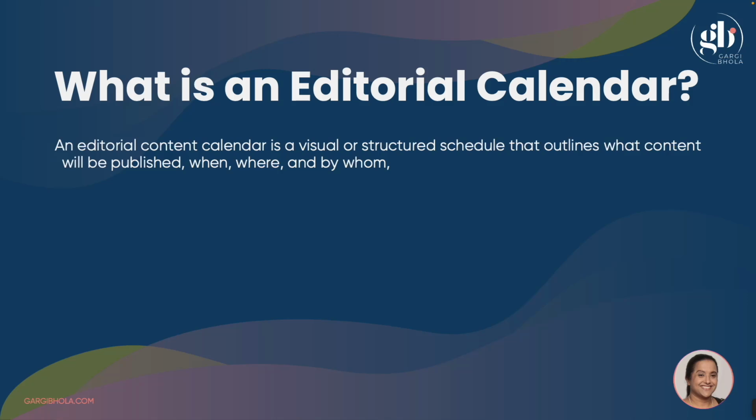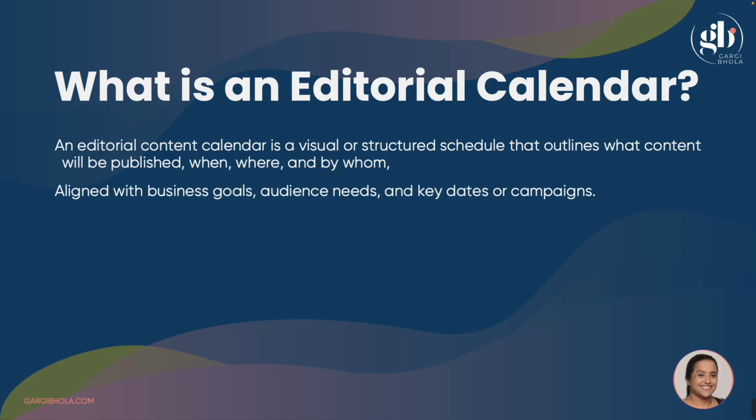And ideally on your content calendar, you would clearly distinguish between what platform you're going to produce the content on. Is it content produced on a blog, a podcast, or a YouTube video, for example? But also it helps you make sure that your content is being aligned for your business goals, audience needs, and key dates or campaigns that you have. For example, do you have a webinar that you need to plan content out ahead of time so that you can promote the webinar and produce content related to the webinar?